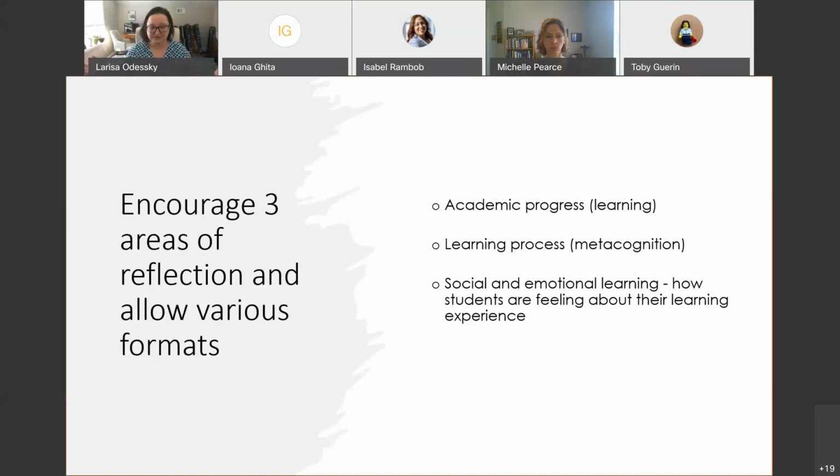Encourage the three areas of reflection. Sometimes I think I am at least focused on one area where it should really be more. The actual academics, their own learning process, and then social and emotional. How did you feel about this? Like, what happened for you?